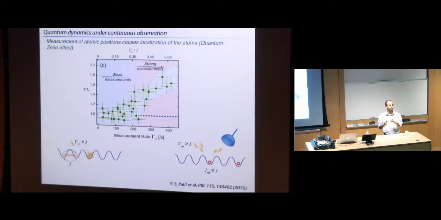This is what is known as the quantum Zeno effect. Each time the atom emits a photon, it is projectively localized onto its lattice site. And if the measurement rate is much larger than the tunneling rate, then before the atom can tunnel to a neighboring lattice site, it is being localized again. And so the atoms never get moving anywhere, and their tunneling rate is highly suppressed by the quantum Zeno effect. Okay?